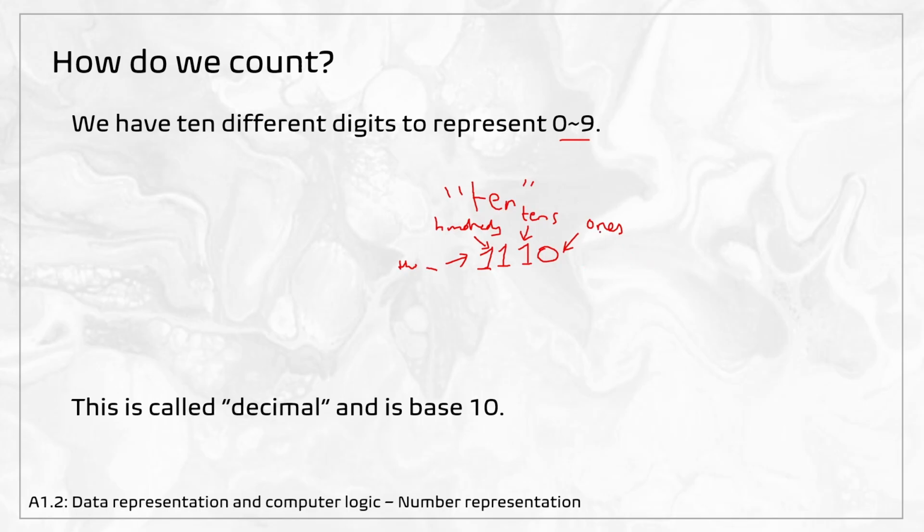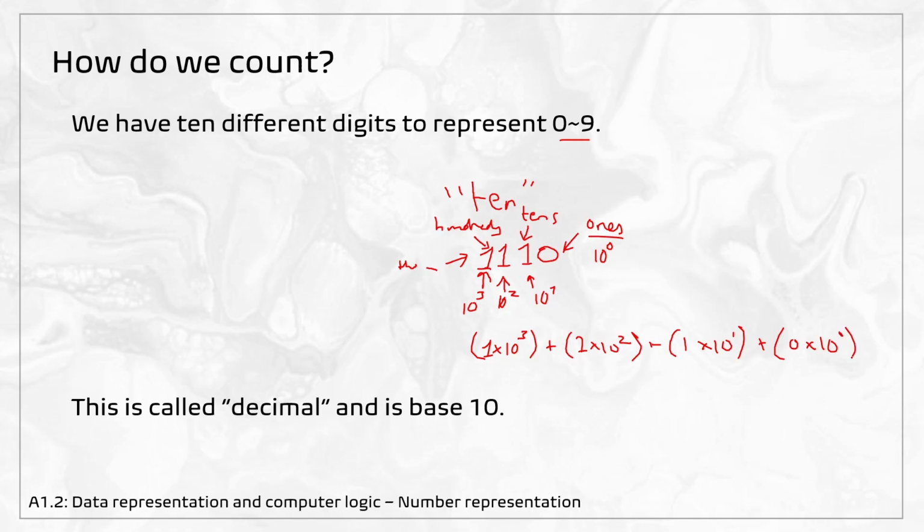Well, if you see a pattern, it can actually be represented as 10 to the power of 0. This is 10 to the power of 1, this is represented as 10 to the power of 2, and this is 10 to the power of 3. So what I mean is, if we want to say the number 1110, this is the same as 1 times 10 to the third plus 1 times 10 to the 2 plus 1 times 10 to the 1 plus 0 times 10 to the 0.